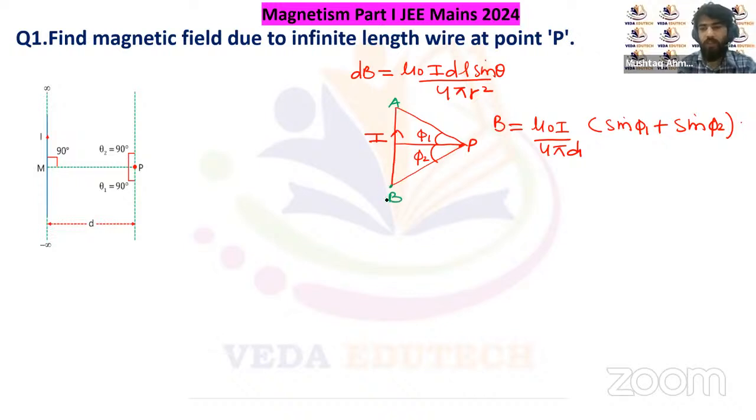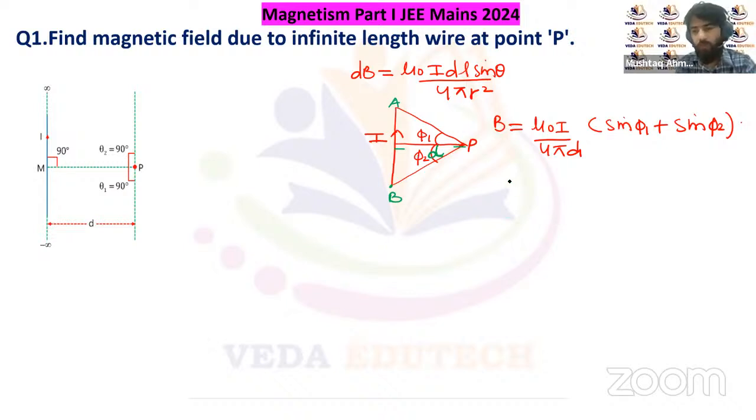So if any such case arises for a finite length of wire, the magnetic field will be mu naught I upon 4 pi d, where d is the distance between point P and the wire, right? Then the magnetic field will be mu naught I over 4 pi d, sine of phi 1 plus sine of phi 2. This will be the total magnetic field at this point P because of this finite current carrying wire having the current I through it, right?